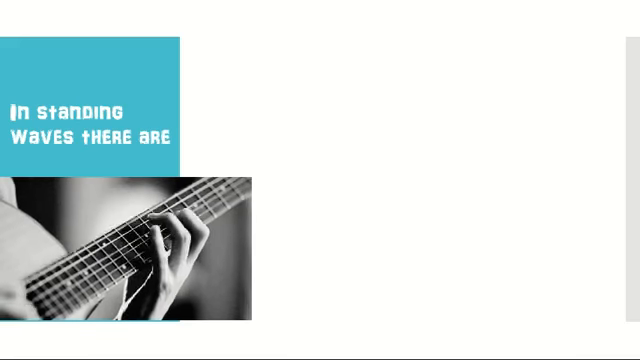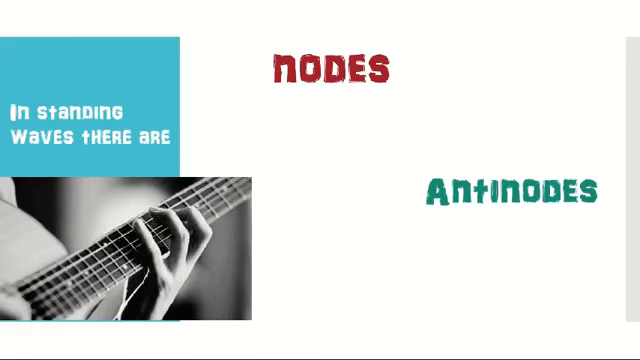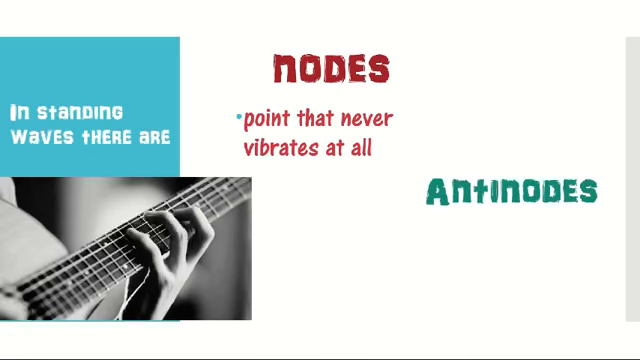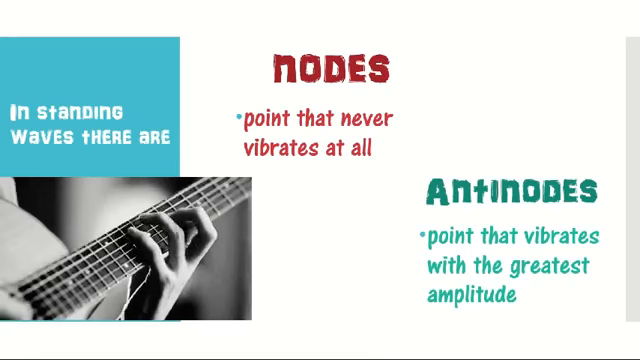In standing waves, there are two terms. The first is node, and the second is antinode. The node is the point that never vibrates at all, but the antinode is the point that vibrates with the greatest amplitude.